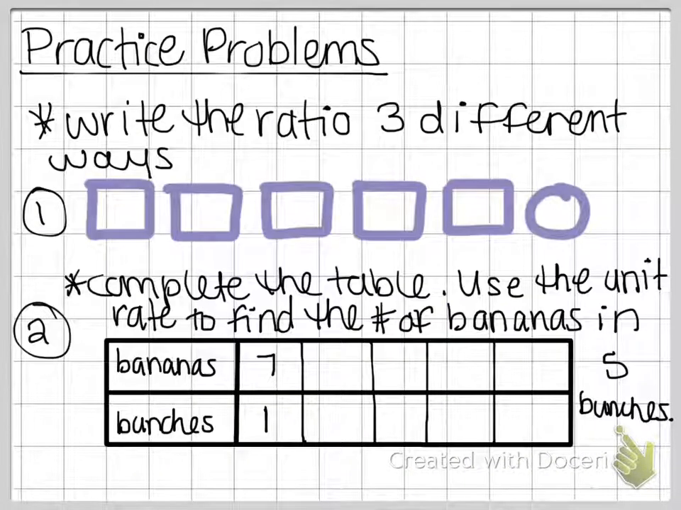All right, here are your practice problems. For number 1, write the ratio 3 different ways, comparing squares to circles. And for number 2, complete the table. Use the unit rate to find the number of bananas in 5 bunches. All right, enjoy the rest of your day.